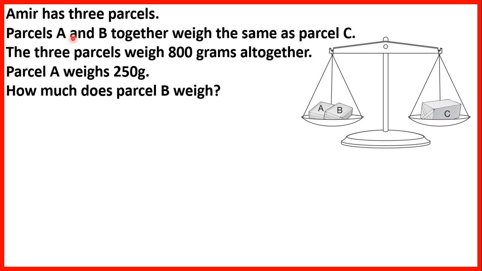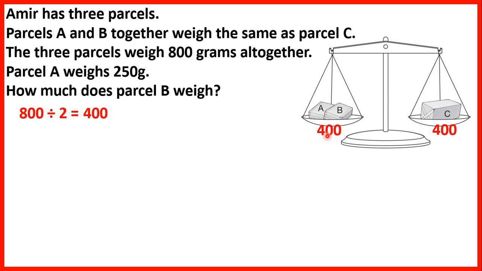Amir has 3 parcels. Parcels A and B together weigh the same as parcel C. So on the balancing scales, we can see A and B has the same weight as C. Now the 3 parcels weigh 800 grams altogether. Parcel A weighs 250 grams. How much does parcel B weigh? So because they weigh 800 together, if we divide by 2, that gives us 400. So we know that the total of A and B will be 400 and C will be 400 because the scales balance and the total weight is 800.